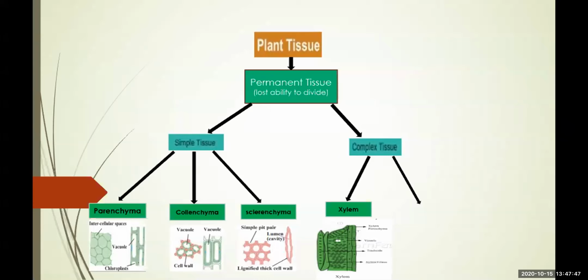The vessels are connected to each other to form a pipeline-like structure. Hence, the water and the minerals can be transported from the soil to the upper parts of the plants, that is stem and the leaves.